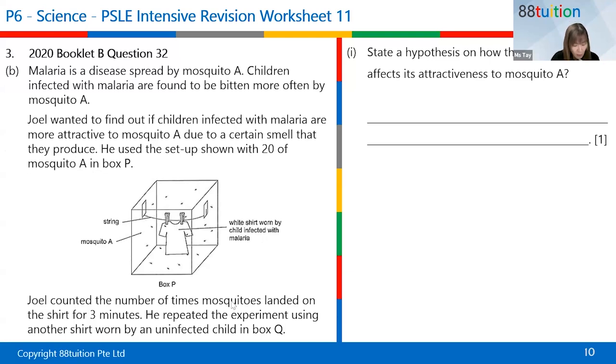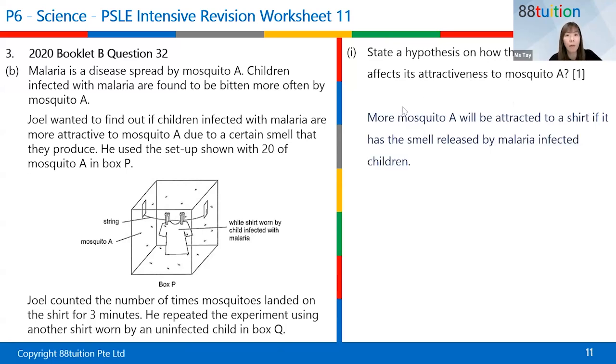Joel counted the number of times mosquitoes landed on the shirt for 3 minutes. He repeated the experiment using another shirt worn by an uninfected child. So the child is healthy, no malaria. This child's t-shirt is hung inside box Q. Now state a hypothesis on how the smell on a shirt affects its attractiveness to mosquito A. You might have your own way of writing, so long as it's similar, a prediction that you're making. Like: mosquito A will be attracted to a shirt if it has the smell released by malaria-infected children.